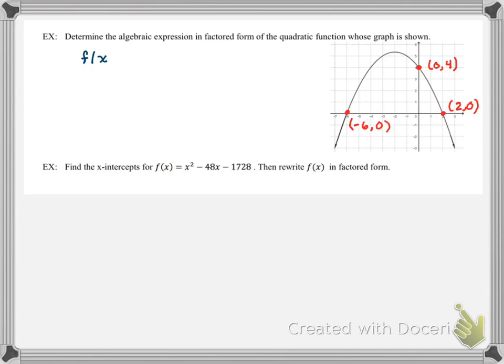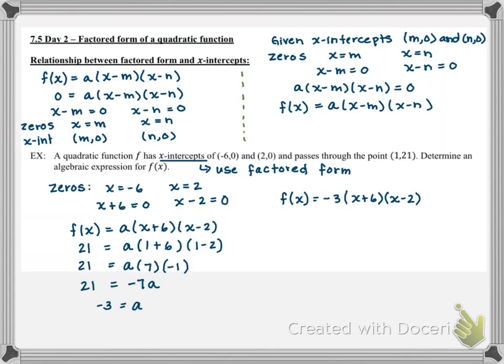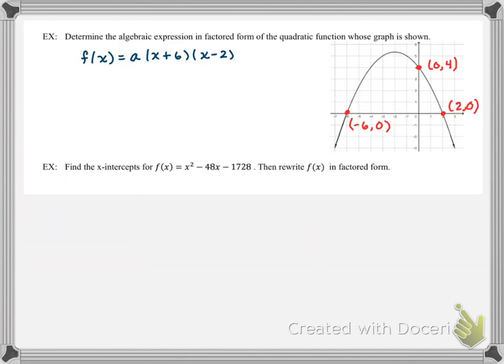We get f of x equals a times x plus 6 times x minus 2. Notice this function has exactly the same x-intercepts as the last one. So up to there, it's literally exactly the same, because our zeros are exactly the same. But that doesn't mean it's the same function necessarily, right? Because a can vary. So we're going to plug in our y-intercept. So when the output is 4, that corresponds to an input of 0.